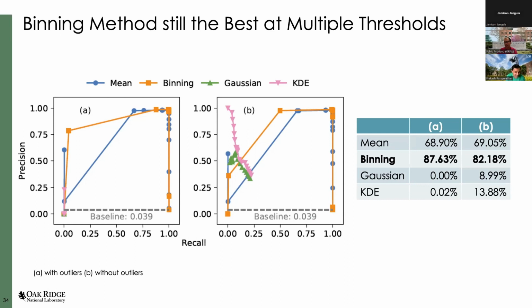What is shown here in the table on the right, these percentages are basically the area under the precision and recall curve, to account for the cases of imbalanced data sets, as in the case of intrusion detection. And figure B on the right is basically representing the case where we remove some outliers. So you can see that when we remove outliers, some of the other methods start improving, but still the binning method is outperforming the others. So just for reference in terms of comparison.